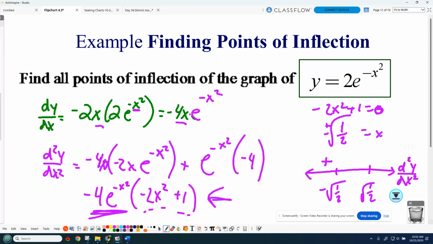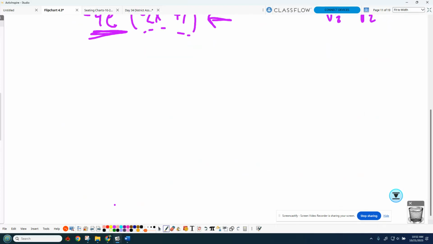So I ended up getting a negative times a negative when I plugged in negative 100, because the e thing here, that part's always going to be positive. So it's negative 4 times negative something. It ends up being positive. Plugging in 0, I get negative times positive, and then plugging in positive 100. So these guys are points of inflection. Why? Okay.